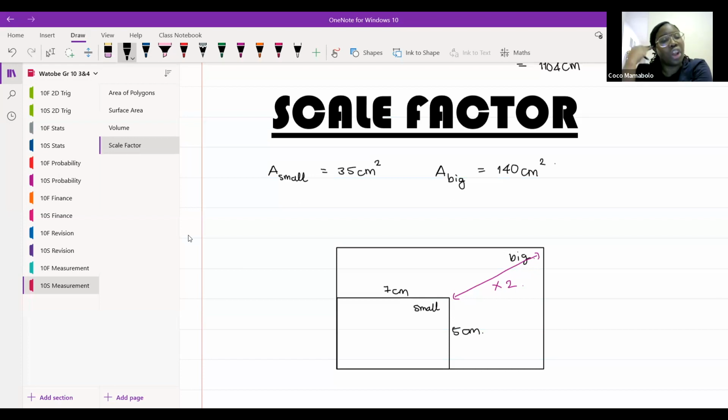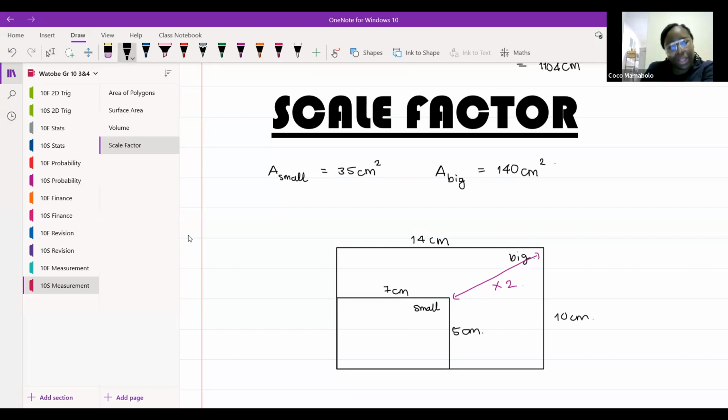Let's be honest, the logical idea would be to just double the area. But Asbonge, you are on point. Yes, Rulani. We are not doubling the area. What we are doubling is the sides. Each of the sides will have a 2 multiplied to it. So if I double 7, I get 14 centimeters, and if I double 5, I get 10 centimeters. Now I know that 14 times 10 will give me 140.